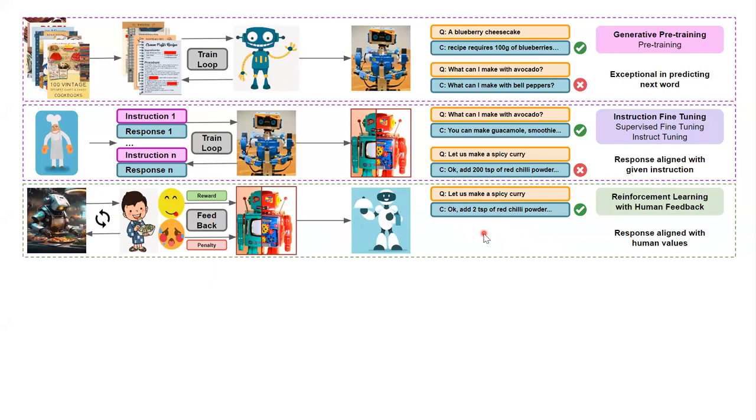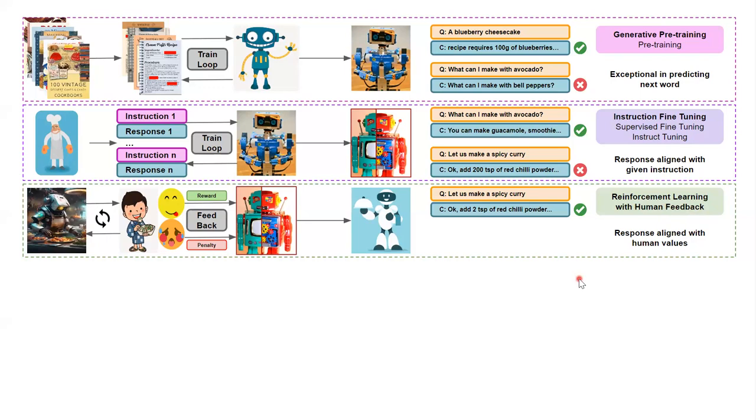Now, most of the interactions that you have, let's say with ChatGPT, are at this particular stage. So there is a generative pre-training, then a supervised fine-tuning, and then an RLHF, which is reinforcement learning with human feedback. So at this stage, the bot is ready for end user consumption.